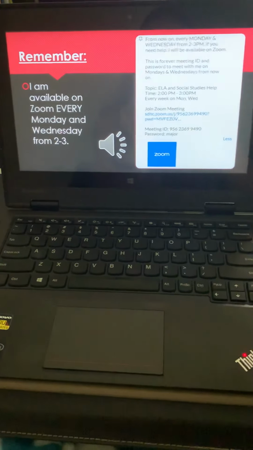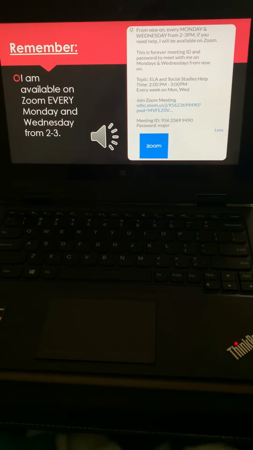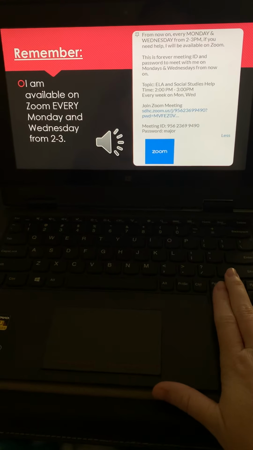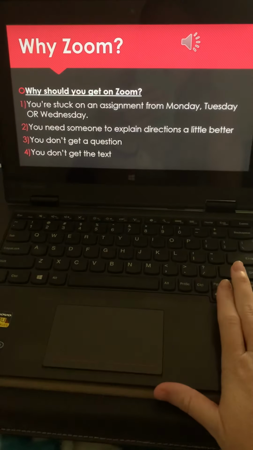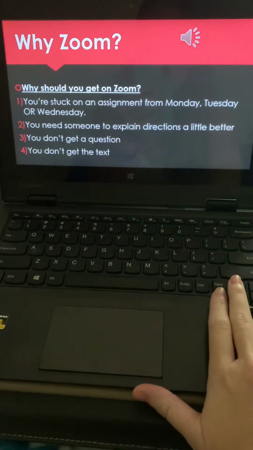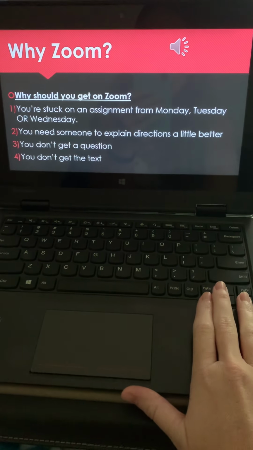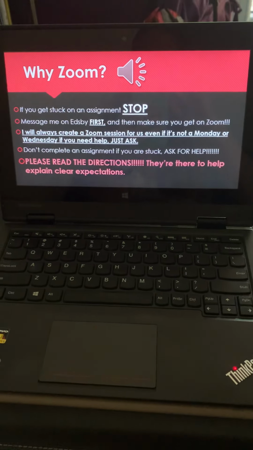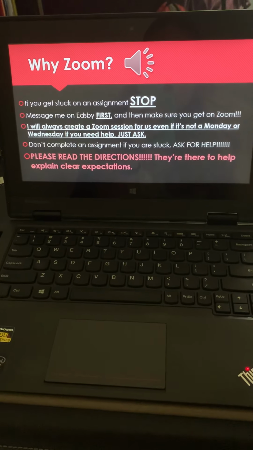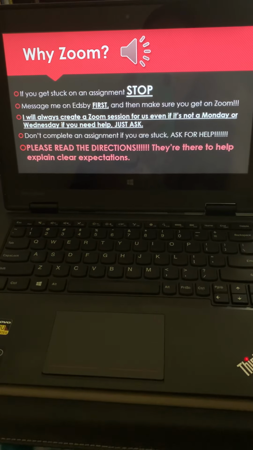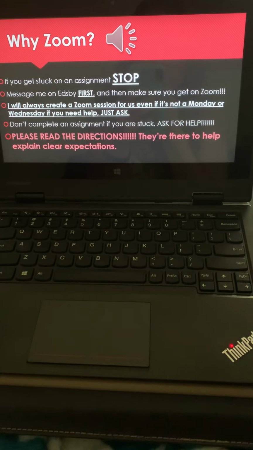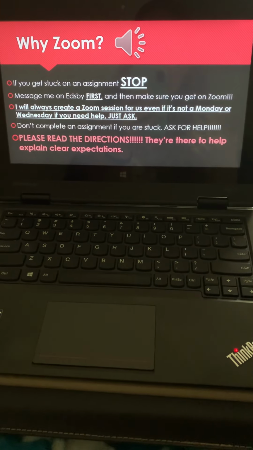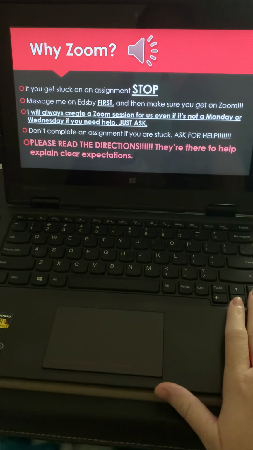So same thing, remember I'm on Zoom Mondays and Wednesdays, 2 to 3. I'm really trying to get you guys to understand that if you get stuck, that's what I'm here for, all right? I'm there to help. Please come to office hours if you need me. Remember, if you get stuck on an assignment or if you can't find something, just ask, guys. All you have to do is send us a message and we will gladly help you, okay?